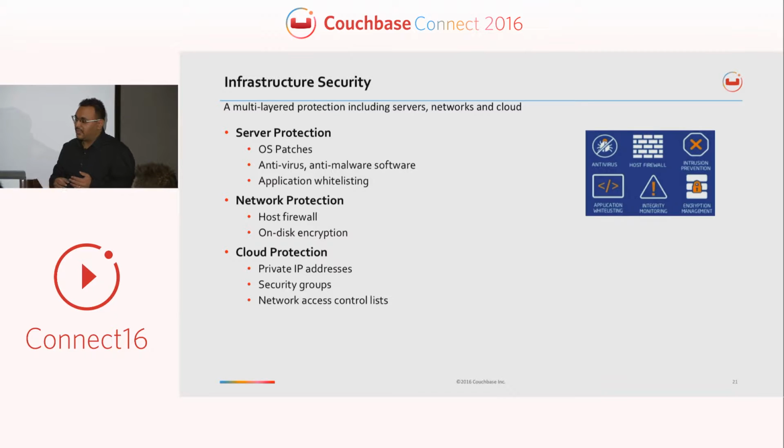Then there is network protection, things like the host firewall and firewall rules that you might want to consider. On-disk encryption, what you have to do to encrypt your data on disk. And finally, if you're running on the cloud, you have cloud controls like private IP addresses, security groups, and network ACLs. So those are some of the considerations you have to think about in these three areas, especially around the infrastructure realm.